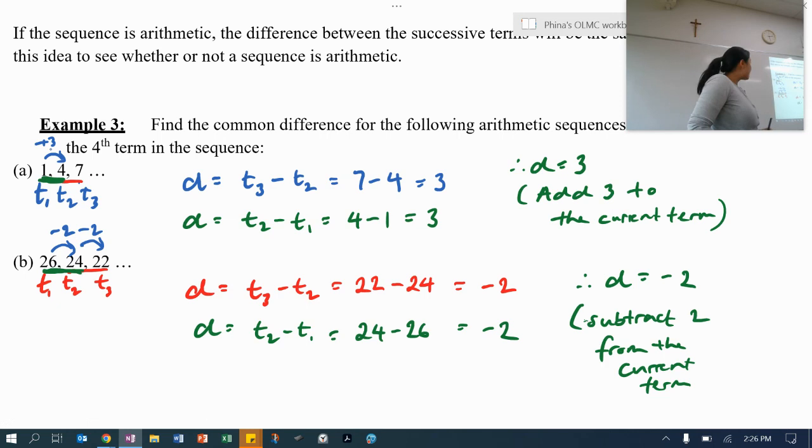What if there's more than one operation? Oh, yeah, then it's not an arithmetic sequence. If you have different answers, it actually means, and that's our next example, that it's not arithmetic. That just proves it's not arithmetic.